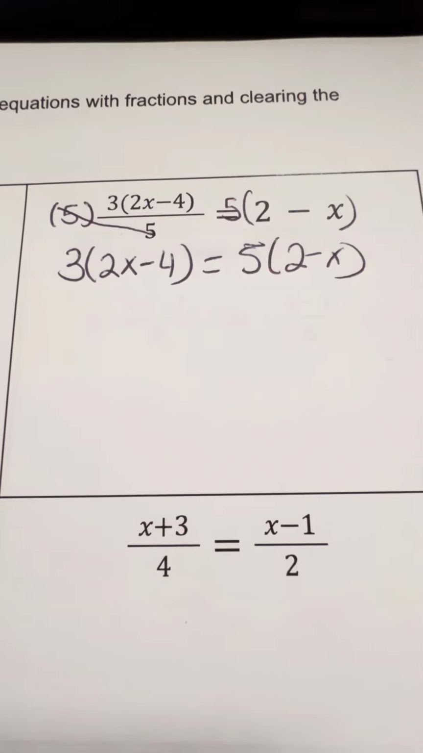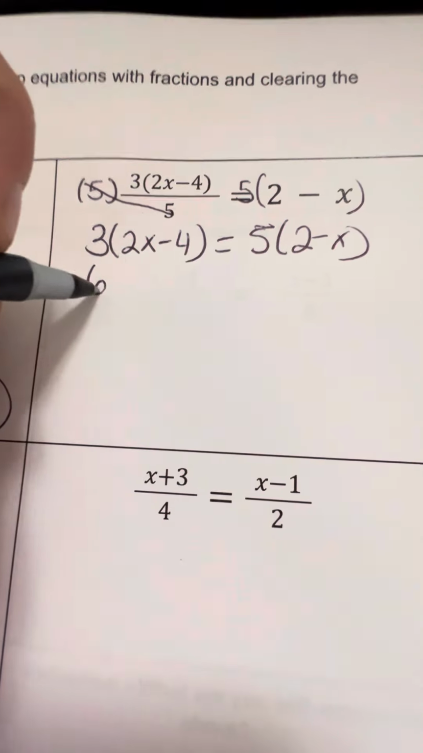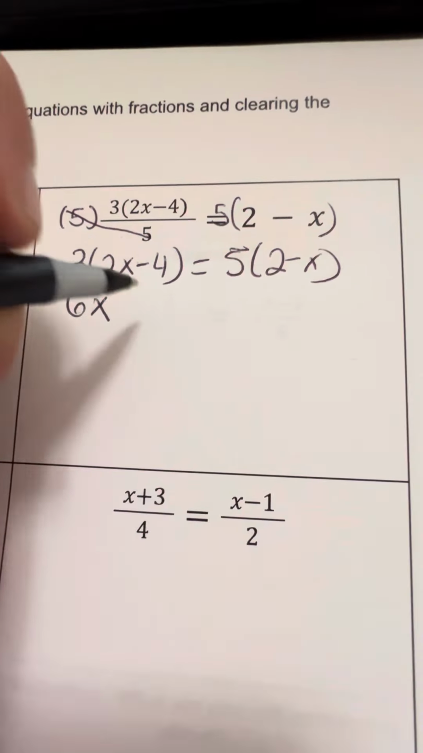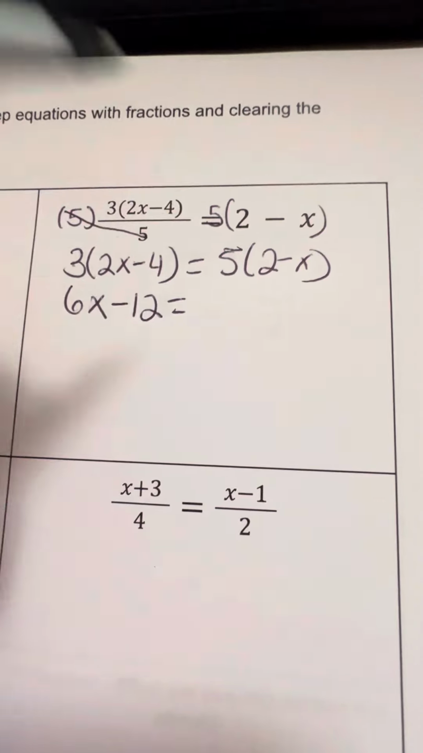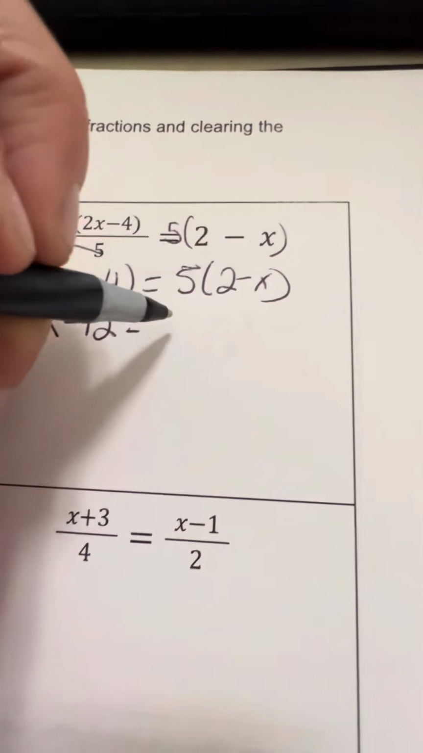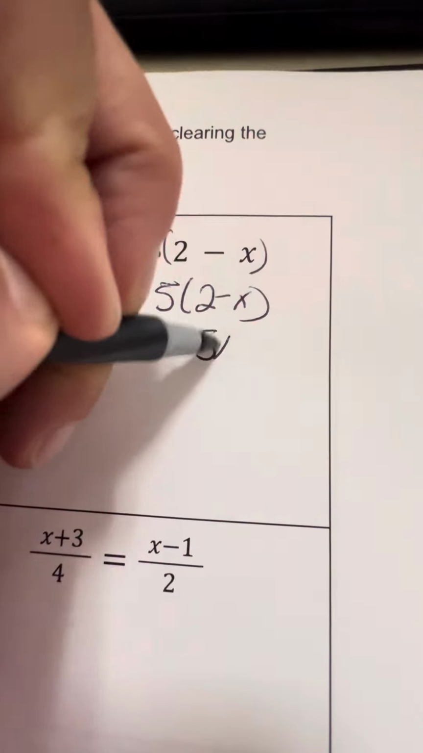So now we're going to go ahead and start to work on the distributive. 3 times 2 is 6, and this is x's. 3 times minus 4 is a negative 12, or a minus 12. And then we're going to do the distributive over here. 5 times 2 is 10. 5 times minus x is a minus 5x.